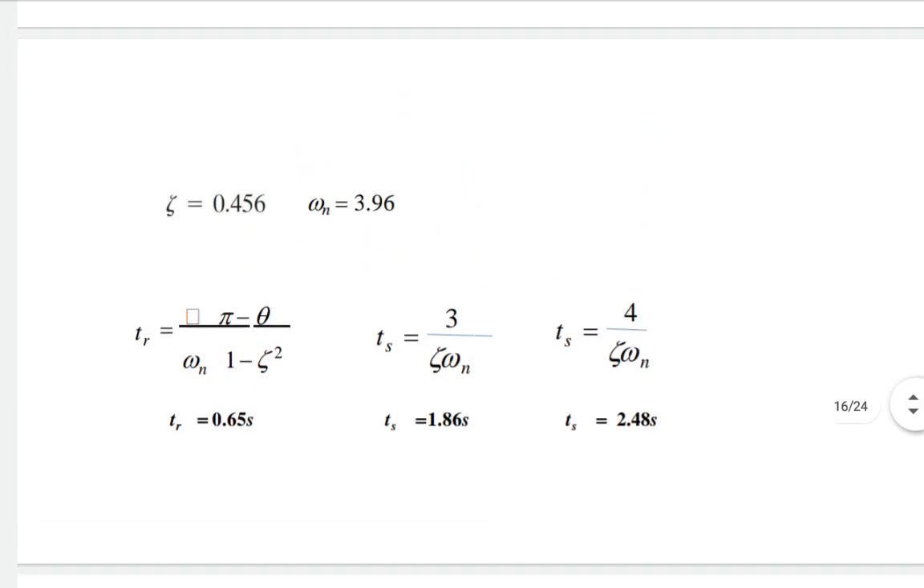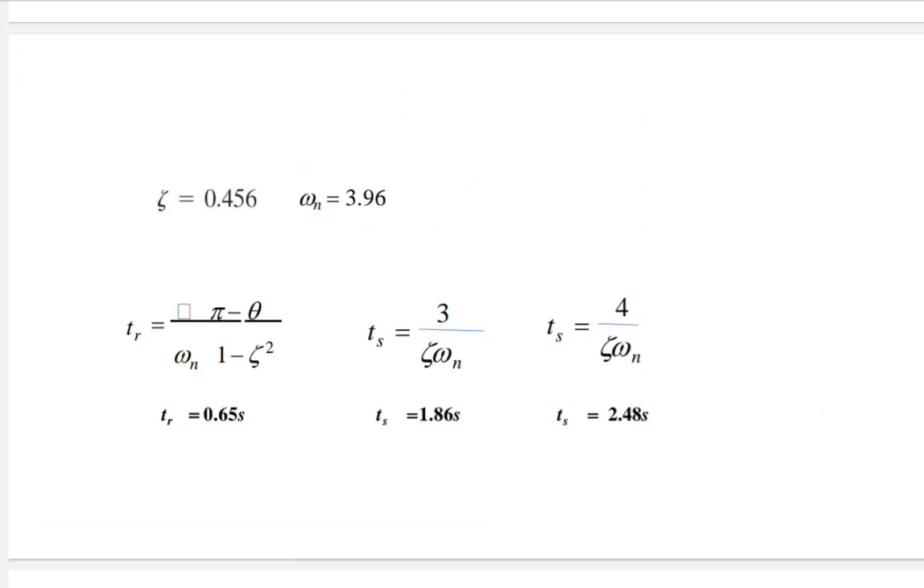Now again see, what is the rise time concept for that? ξ = 0.456, ωn = 3.96 radian per second, so Tr = (π − θ) / (ωn √(1−ξ²)), it will be 0.65 second after substitution of all those values. Ts, that is settling time for 5%, is 3 / (ξωn), that is 1.86 seconds, and for 2% it will be 4 / (ξωn), it is 2.48 seconds. That should be in your mind.